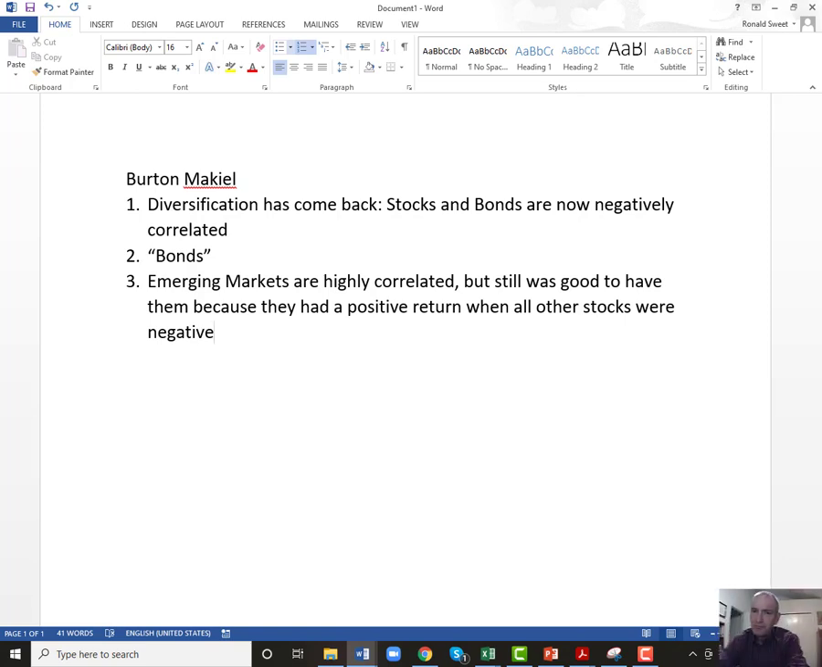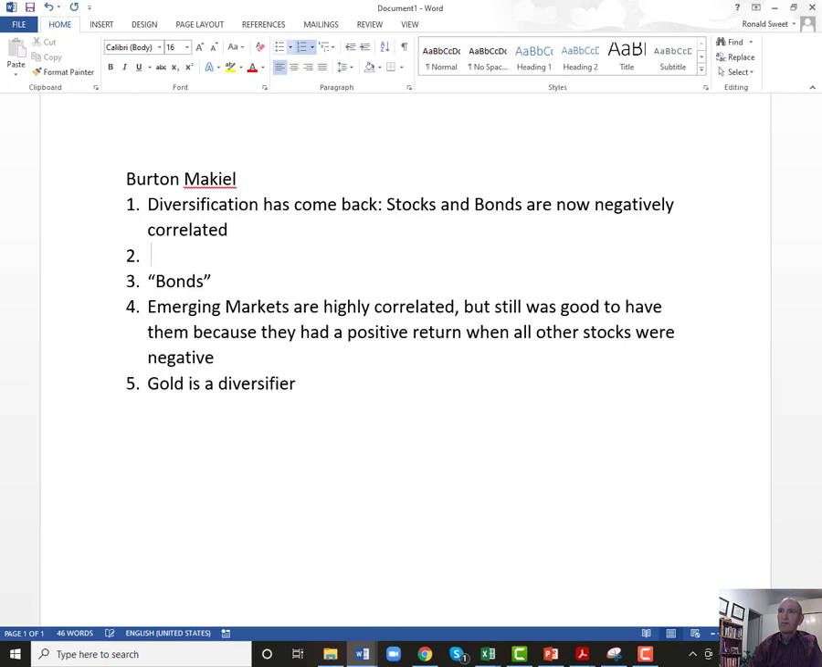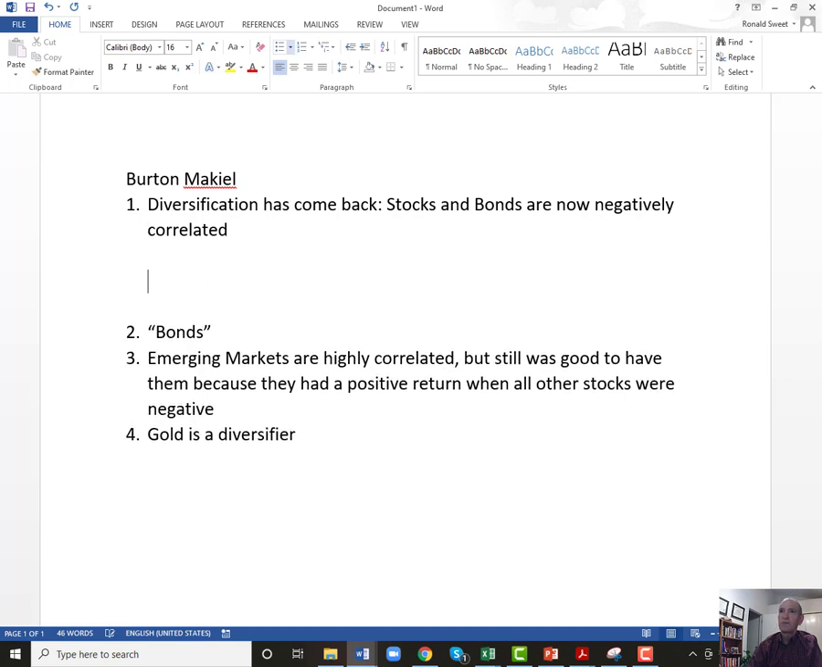And then his last point is gold is a good diversifier. So let's look at these points and see what we can do to address them. So let's start with this first one.